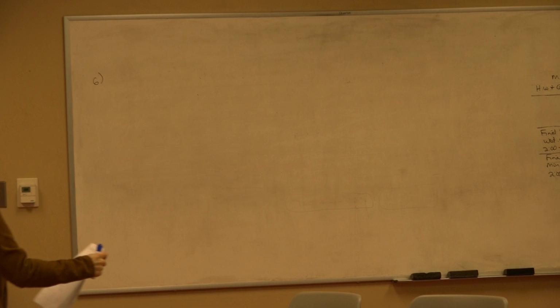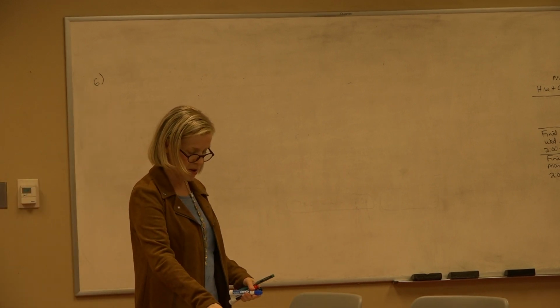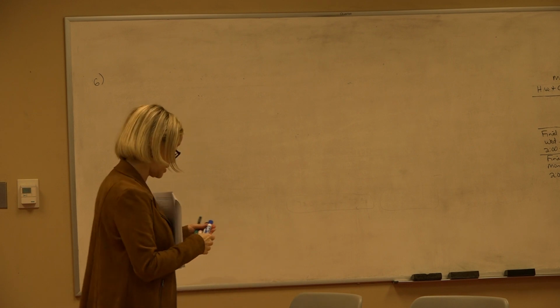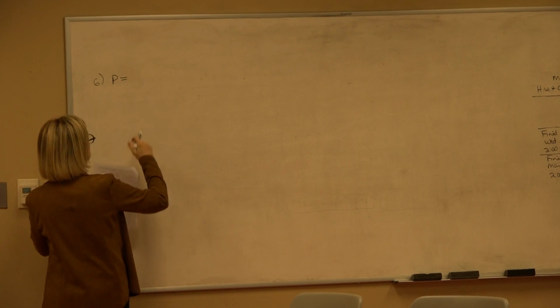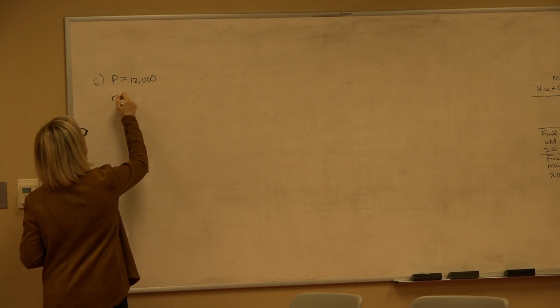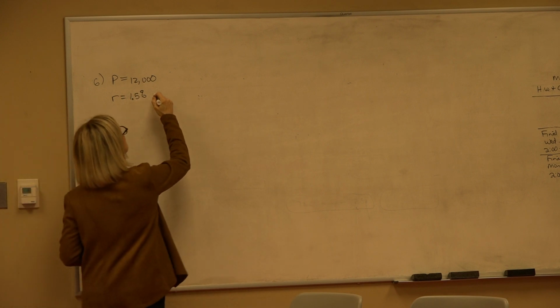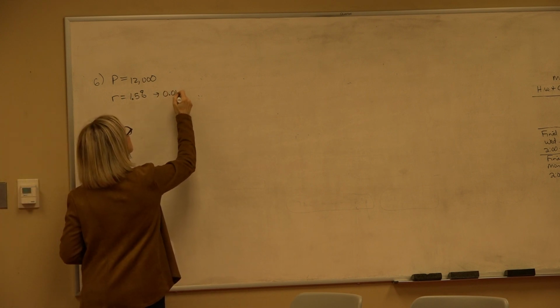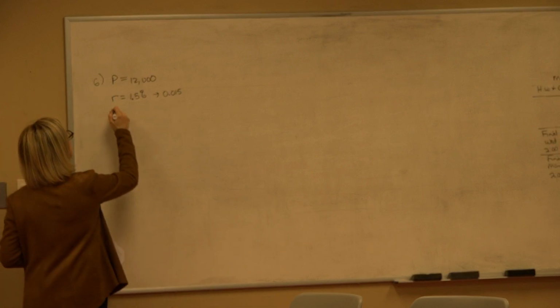It says if $12,000 is deposited in a bank account that pays 1.5% annual interest, what will be the value of the account after 15 years if it is compounded A, monthly, B, continuously? Okay. So, first of all, our principal that was invested, $12,000. The annual interest rate was 1.5%. Changing that to a decimal, going 2 places to the left, 0.015. Time in years, 15 years.